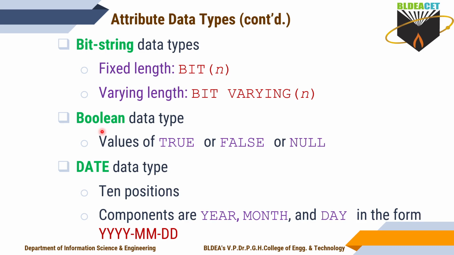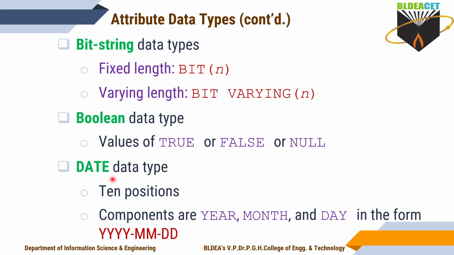Next, you can also take the attribute. If that attribute requires values as true, false, or null, then you can take that data type as a boolean here. Attributes whose values you want as true or false, that attribute's data type you can take as a boolean here.